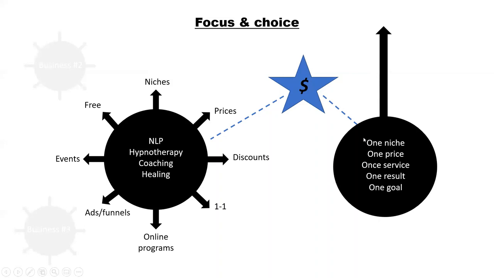And you can see here, by choosing to have one niche, one price, one service, one result, and one goal each day, if I put my focus into the business for 8 hours, just like this person, I can now make 8 inches of progress towards just one goal. So what is that one goal? Well, for everybody moving forward, as you'll find out, our one goal is going to be your monthly income.